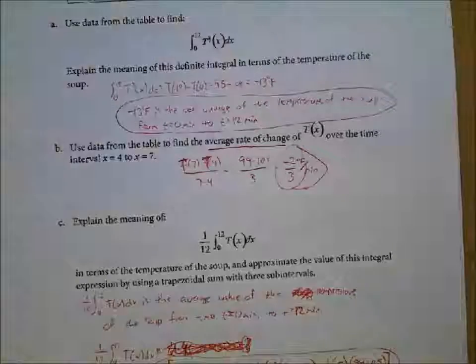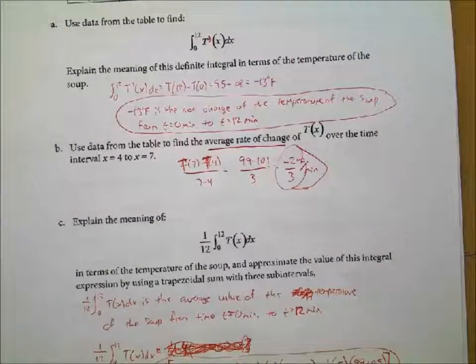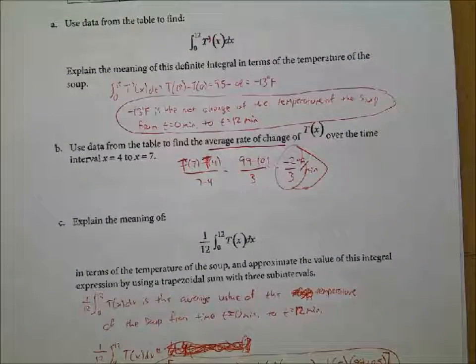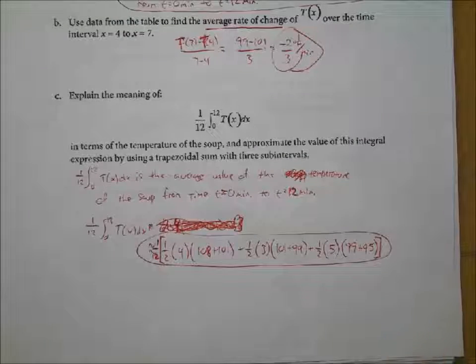Okay, we're all good there? Keep in mind, folks, anytime you integrate a rate, you'll end up with a net change over that particular interval that you're integrating. And then there's letter C. Again, I didn't bother coming up with the actual approximation: 1/12, and then times these 3 trapezoids there.